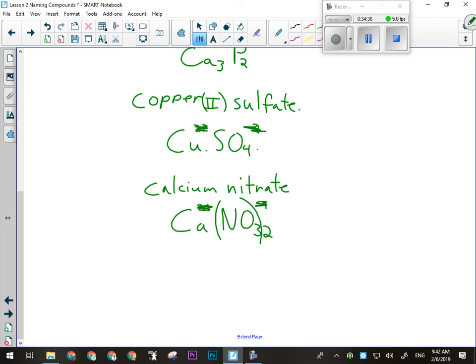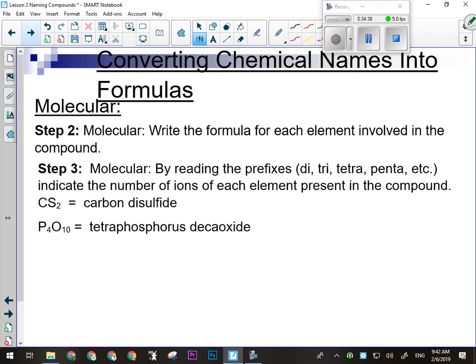Molecular ones are super easy because molecular compounds already tell us what numbers to use because they all have prefixes in them. So I just go by the prefix and I indicate the numbers. If I have CS2, or carbon disulfide, I know I have 1 carbon, 2 sulfurs. If I have tetraphosphorus, that means I have 4 phosphorus. Decaoxide, that's 10 oxygens. I just write the numbers out. You just have to write out whatever number the prefix stands for.